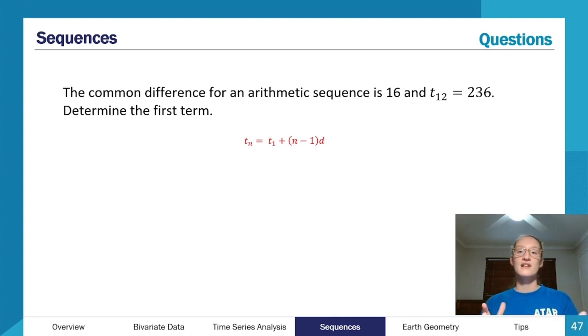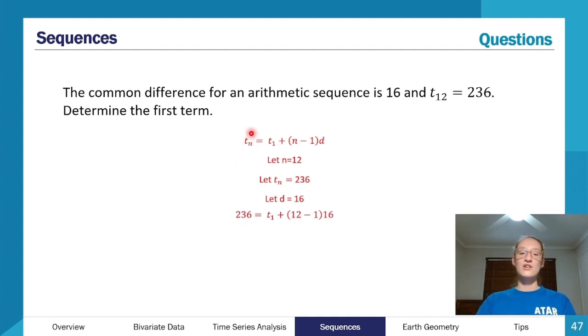But to do that a bit more mathematically and show my working, I'm going to use the general rule, which is the definition I have here. And I'm going to substitute in what I know, and then I'm going to work back to find out what T1 is. So what I want to find out in this question is T1. So I'm going to define all my other variables. I'm going to say let N equal 12 because I know what term 12 is. I know it's 236. So that's another known value that I can substitute in. So I'm going to say let TN equal 236. I'm going to say let D, the common difference, be 16, because that's what we've been told.